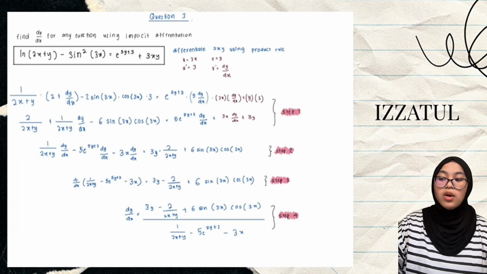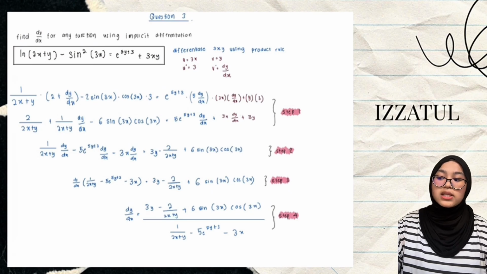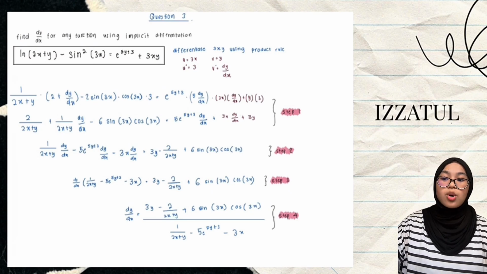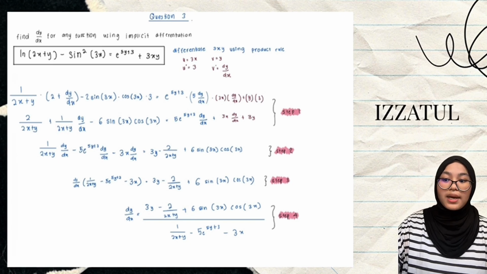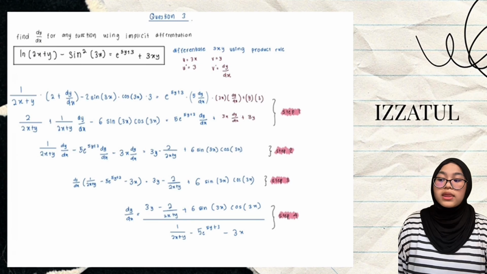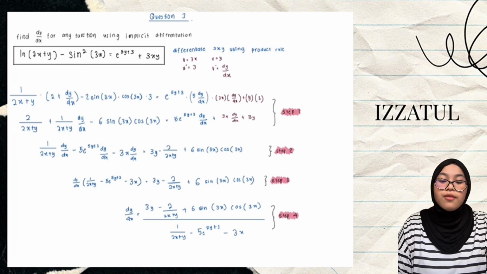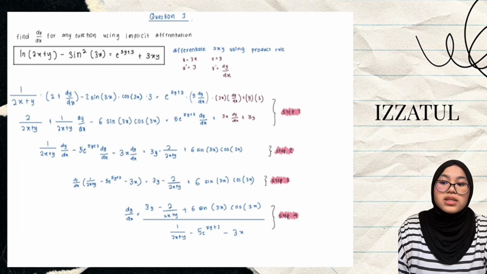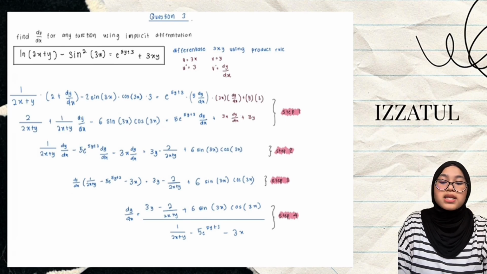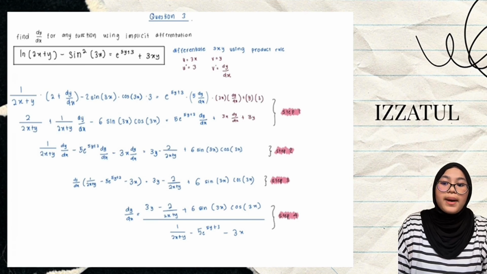So for step 2, allocate the terms with dy over dx on one side of the equation. So I will put all the terms with dy over dx on the left side. So you factor out dy over dx. So for the last step, you solve for dy over dx, and you can get the final answer, which is (3y − 2 over (2x + y) + 6 sin 3x cos 3x) over (1 over (2x + y) − 5e^(5y+3) − 3x).